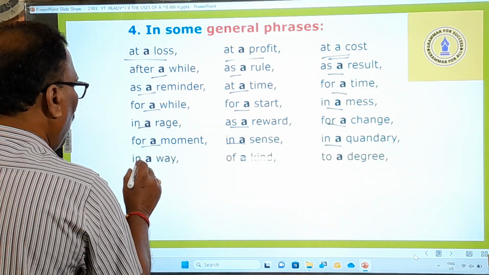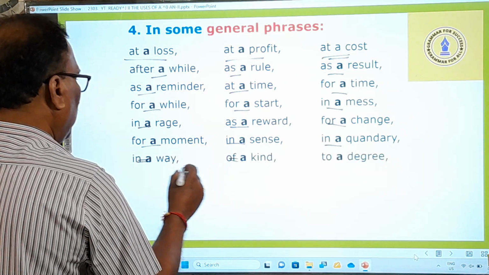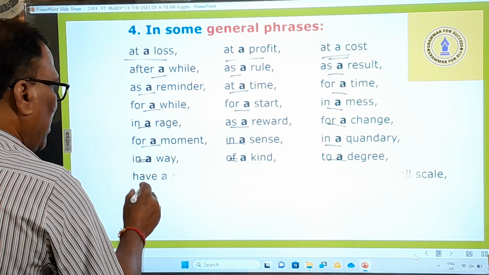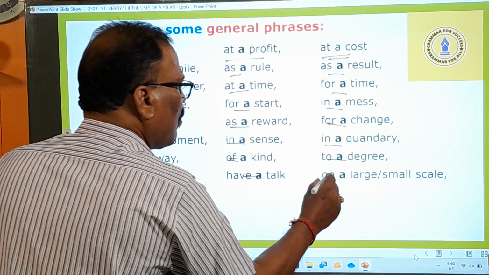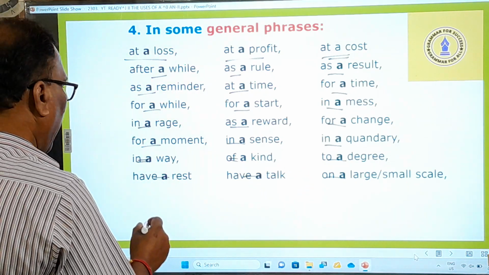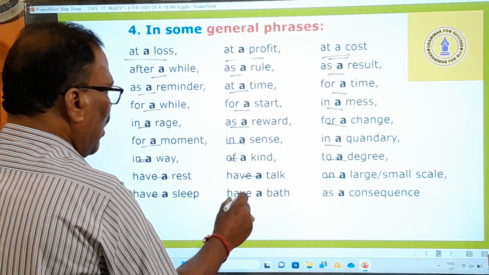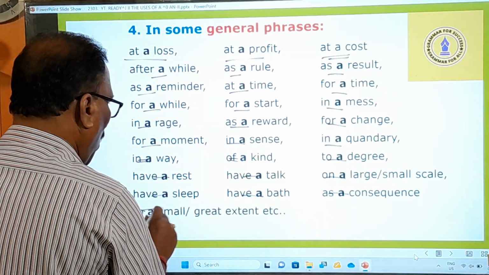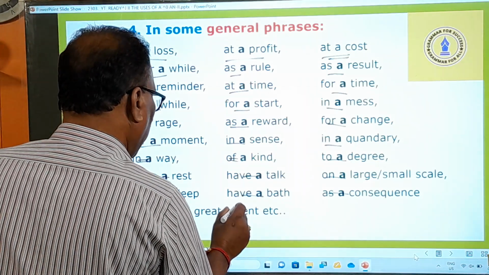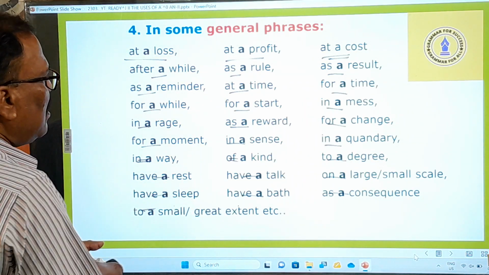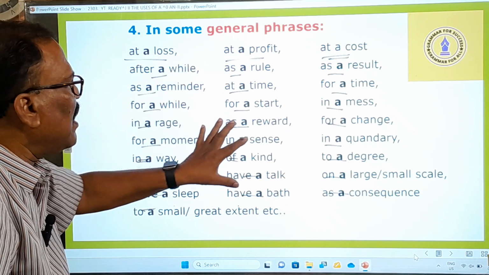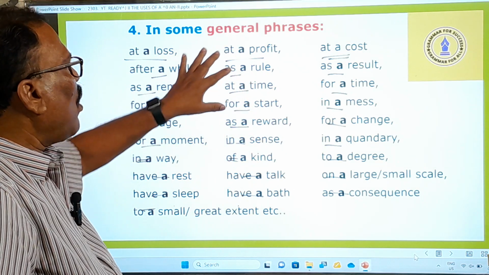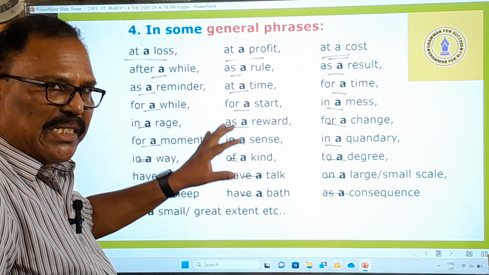I'll give you the meaning to all of them. Now: in a way, of a kind, to a degree. And here: have a rest, have a talk, on a large or small scale. Have a sleep, have a bath, have a consequence. To a small or large extent. Look at these general phrases that are used in our everyday life. Please look at all of them and try to memorize them.